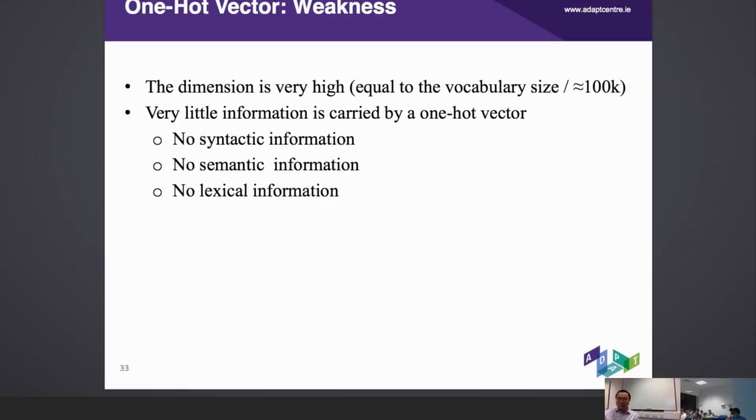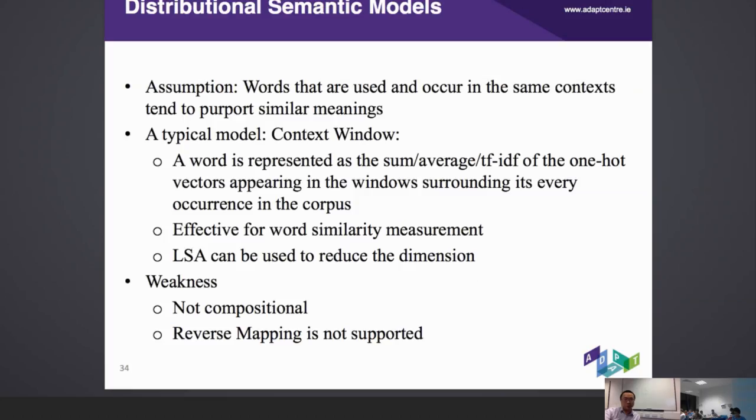But the one-hot vector is not good. It's not good for computing, because the dimension is too high. Usually the vocabulary size is maybe several tens of thousands or 100,000. More importantly, very little information is carried by a one-hot vector. In the one-hot vector, we have no syntactic information, no semantic information. So that's not good for computing.